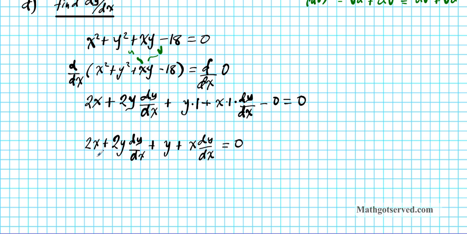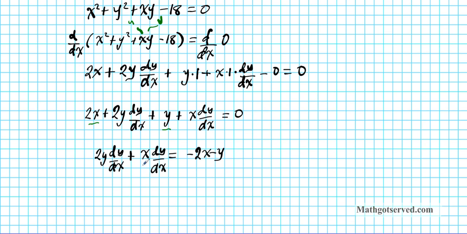So if you notice, 2x and y do not have dy/dx attached to them, so we're going to move them to the other side. And on the left side, we'll have 2y dy/dx plus x dy/dx equals negative 2x minus y. Okay, if you subtract 2x and y from both sides. Now on the left side, I'm going to factor out dy/dx because it's common. dy/dx times (2y plus x) is equal to negative 2x minus y.